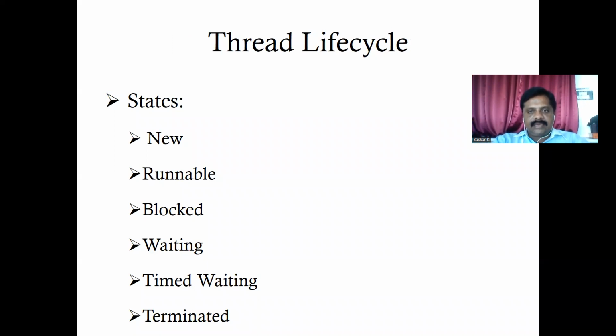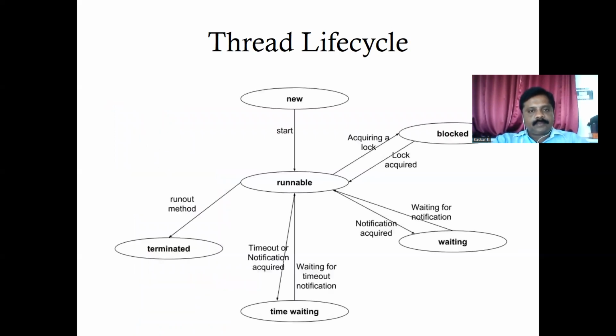The next one is the thread life cycle. We have several states in a thread life cycle: new, runnable, blocked, waiting, timed waiting, and terminated. This is the diagram for the thread life cycle. First, we start with the new state. It will go to runnable. From runnable, it may go to blocked, waiting, timed waiting, or terminated. So based on the situation, it will go to one of these states.